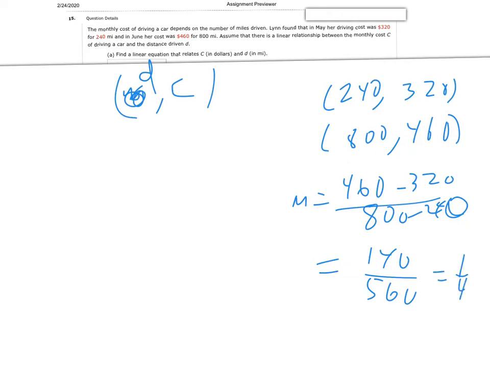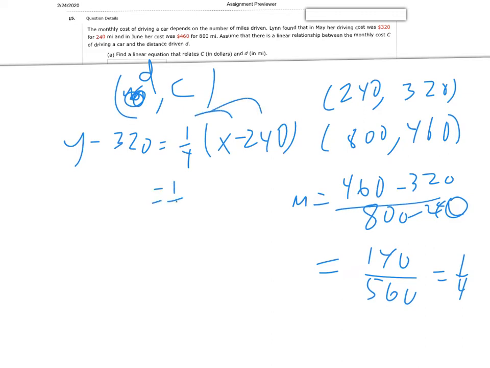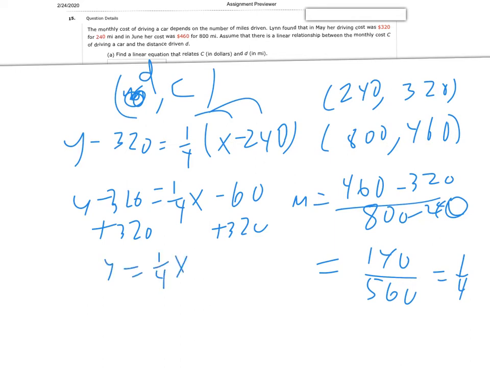And so I would use point slope here. So y minus 320 equals 1/4 times x minus 240. If it doesn't like that, you can go ahead and distribute in here. So say 1/4 x, 240 divided by 4 is 60, equals y minus 320. We can add that 320 over. So you get y equals 1/4 x plus 260.